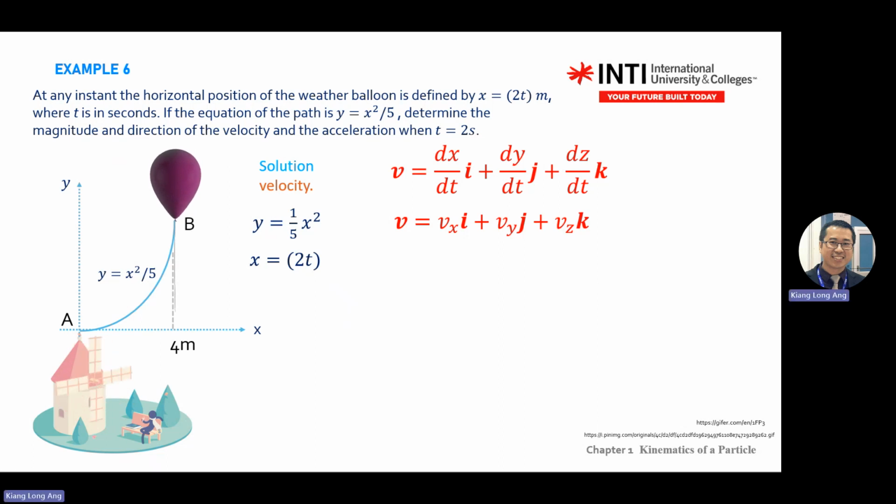The first one is your x position and time. So which equation are you using? This one: x equals 2t. Are you able to do differentiation? dx/dt equals what? Equal to 2. So this one equals 2.